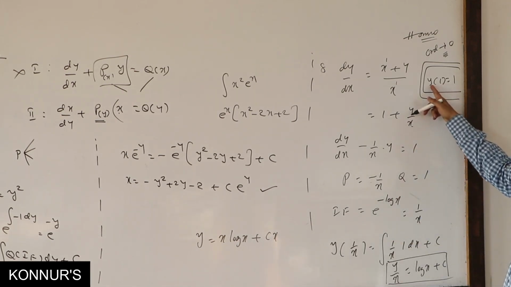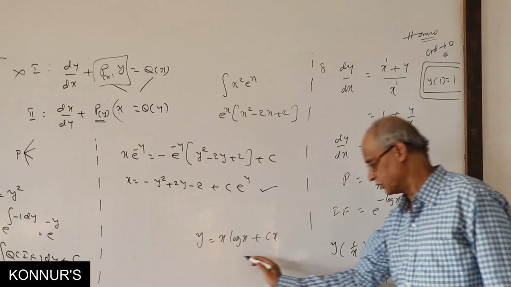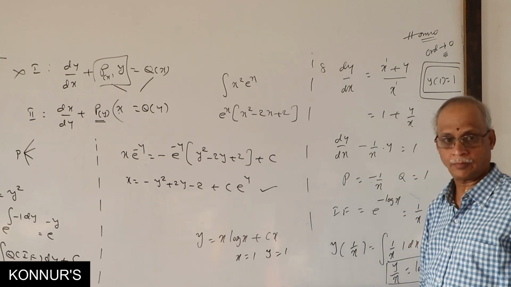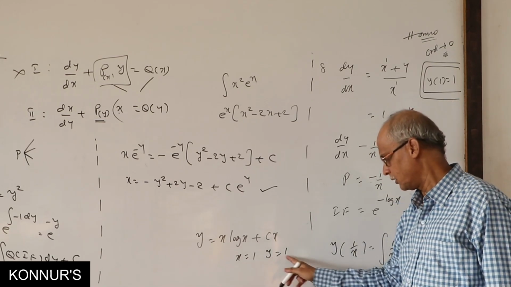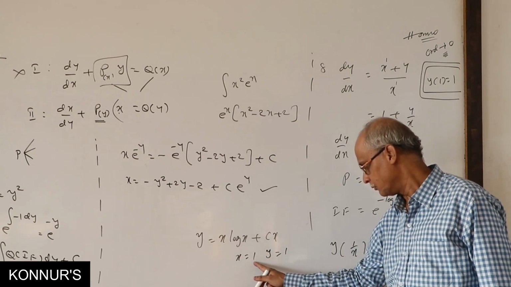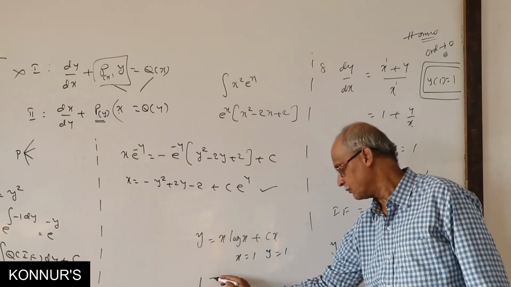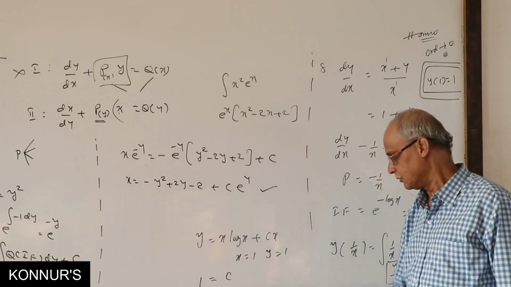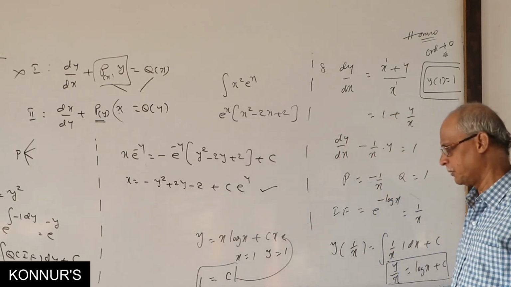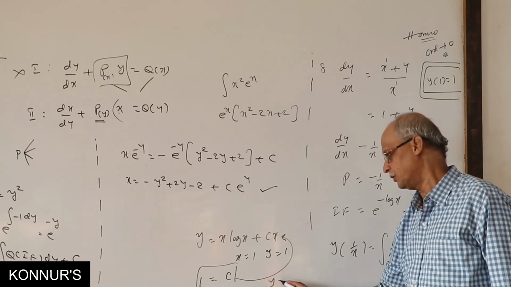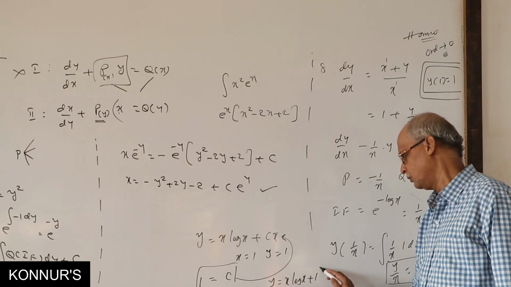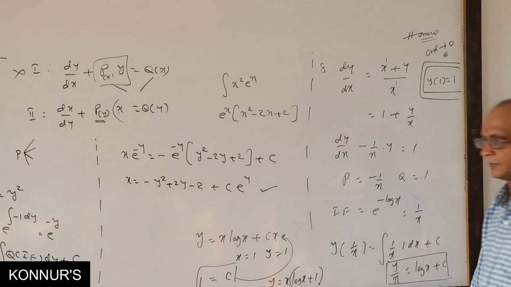Whenever x is 1, y value is 1. That means as x tends to 1, y tends to 1. Limits. Okay. Limit x tends to 1, y will go to 1. Substitute here. Log 1 is 0. Y value 1, x value 1. C value is 1. Substitute here. You will get a particular solution. Y is equal to x log x plus c value times x. C value 1.